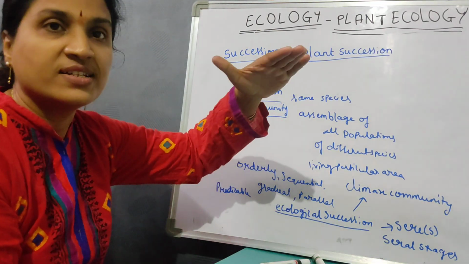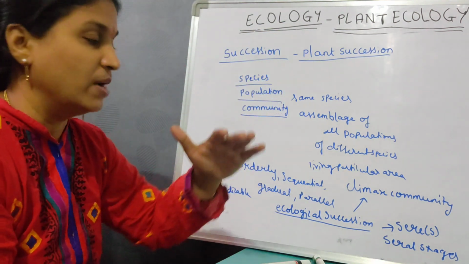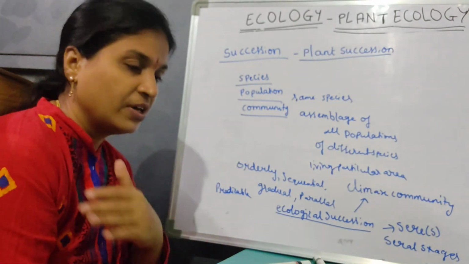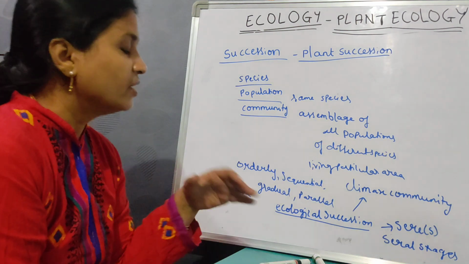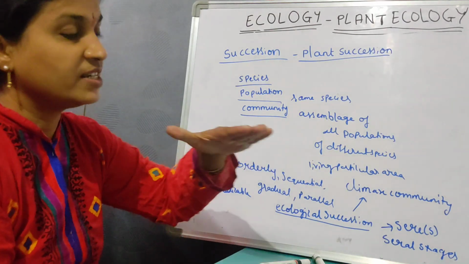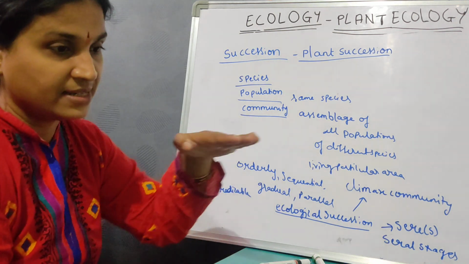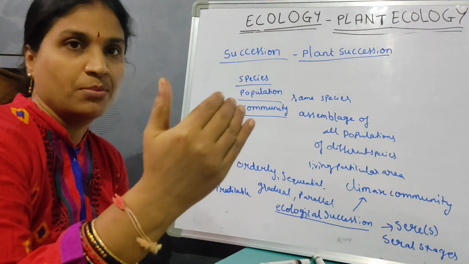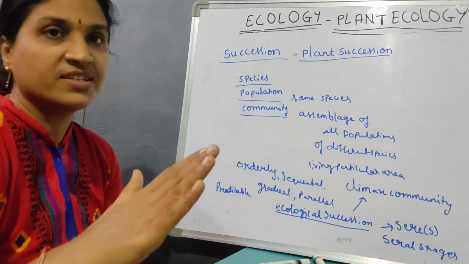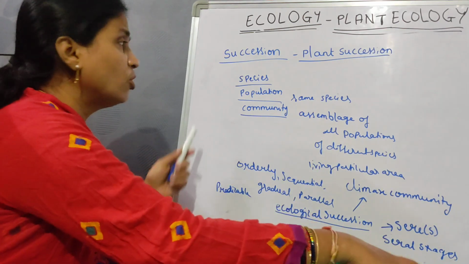From one serial stage to another serial stage, there will be an increase in the population and an increase in the biomass. In detail, we are going to study this in the coming time. The gradual change is occurring, and the communities will be changing. Initially they will be less in number, but as the succession proceeds, they will increase in number. So from one serial stage to another, there will be an increase in population and in biomass.